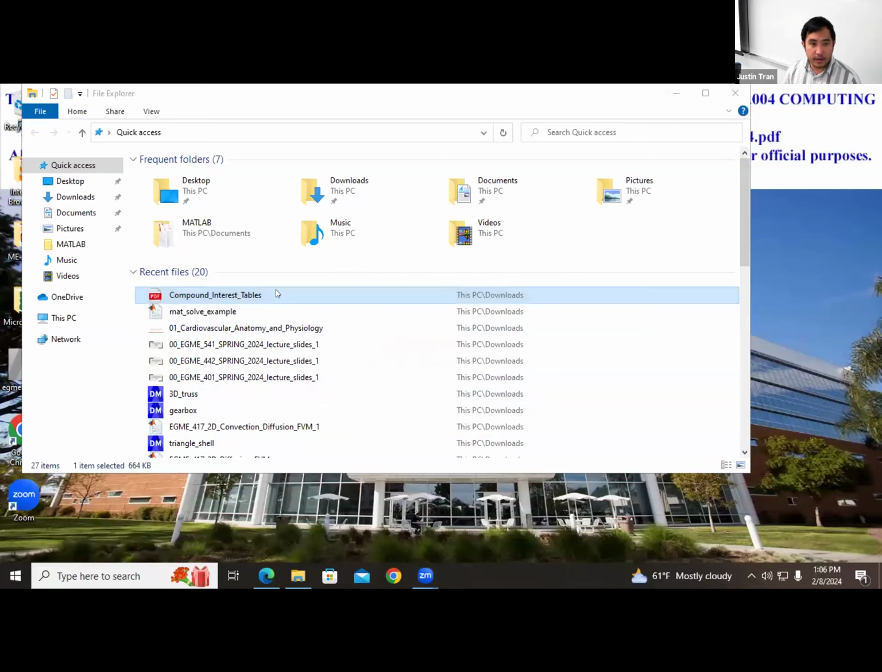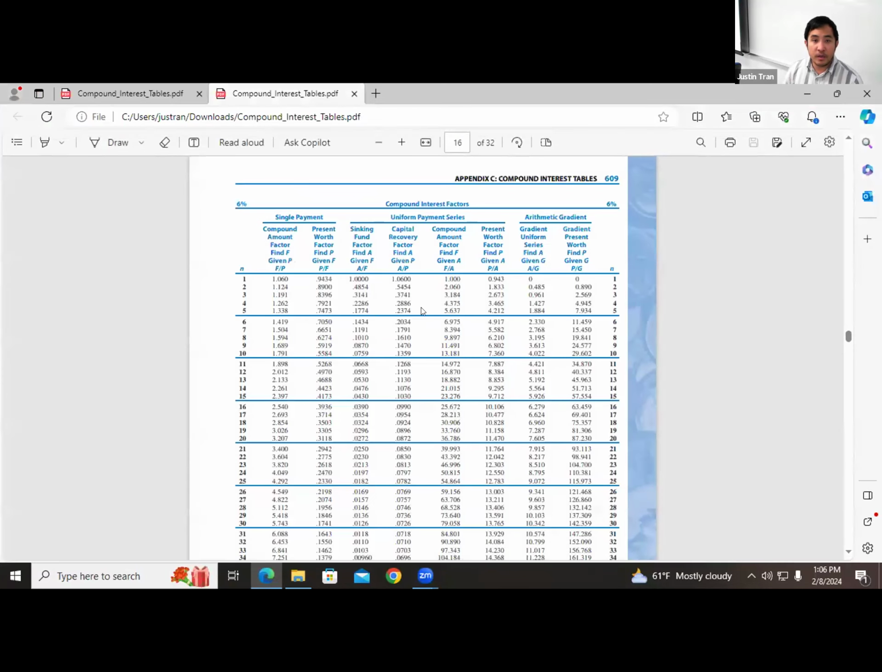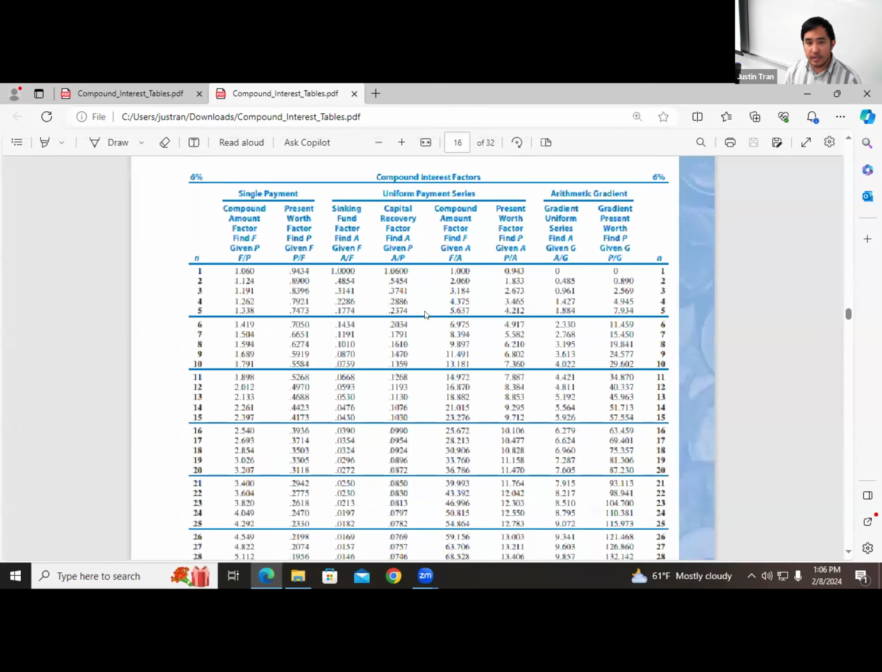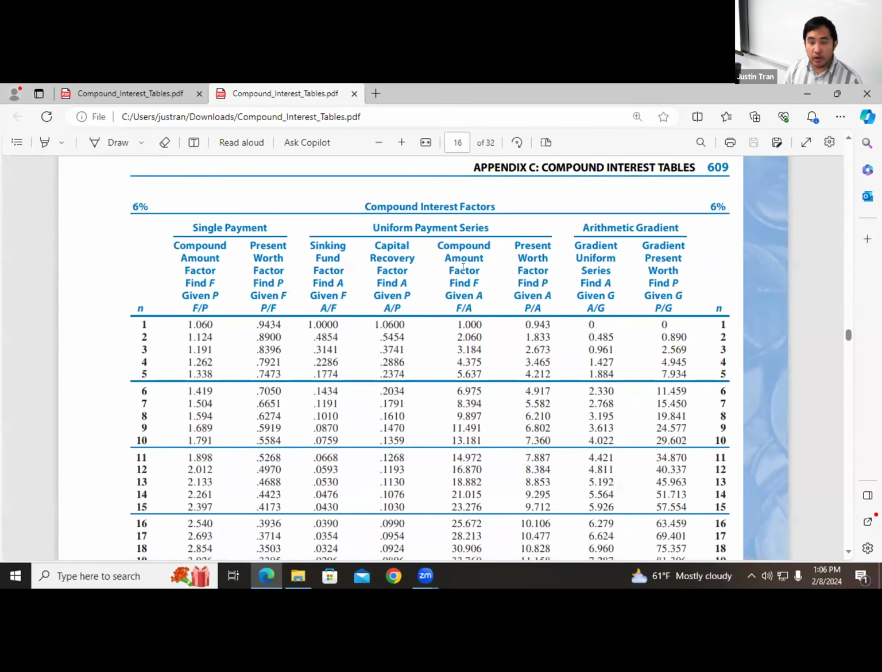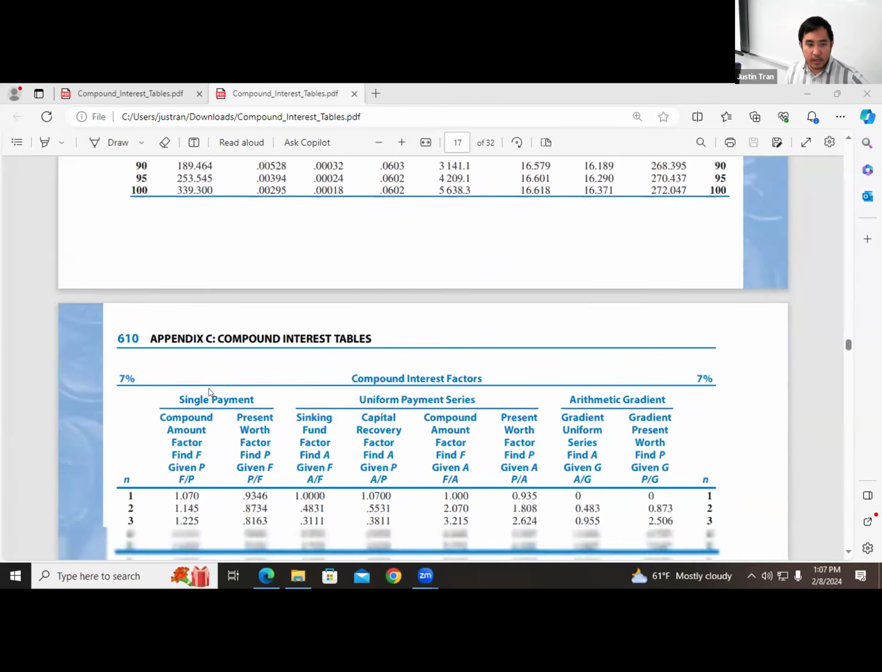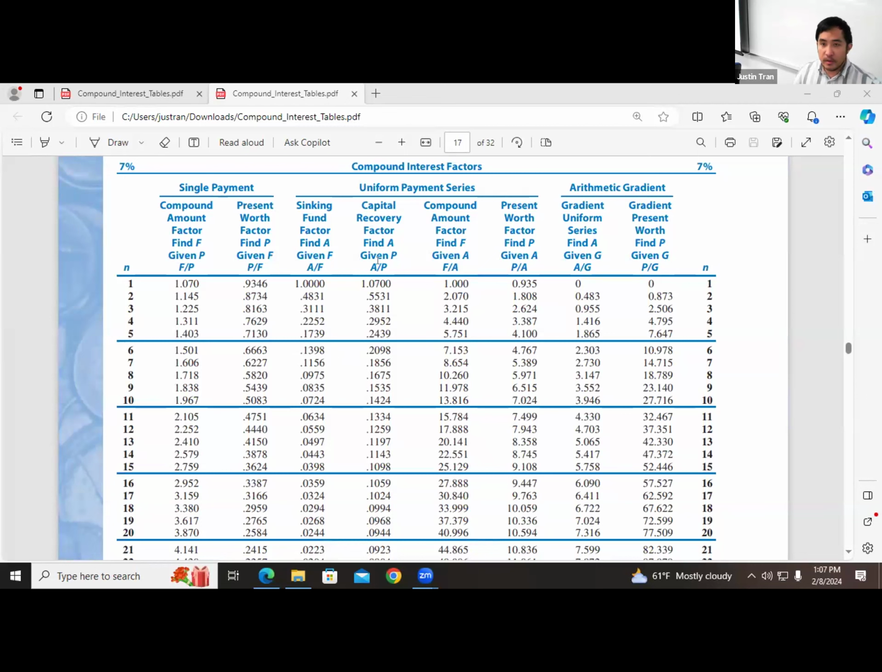Oh, that's not it. That's an error. Okay, so this is the compound interest table. This is posted for you on Canvas. And remember, you want to scroll down to the page with the interest rate that we're looking at. The interest rate can be found in the upper left-hand corner of the tables. So this table right here is for 6%, so we don't want this. We want to go down to 7%. So let's keep scrolling down, and we go to the table for 7%. So we're in the right place.